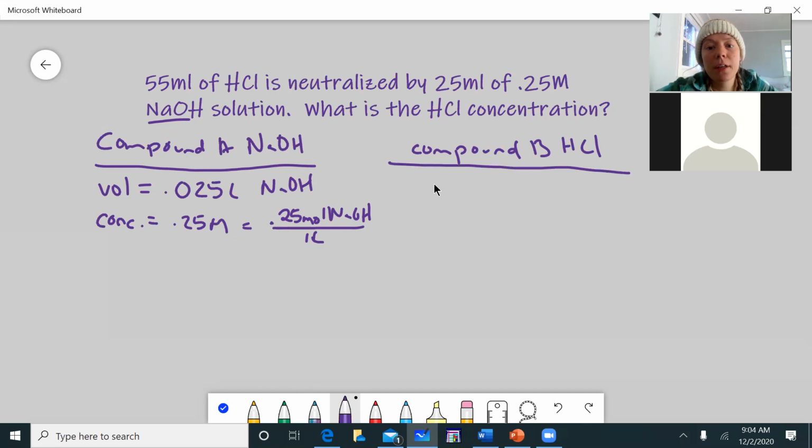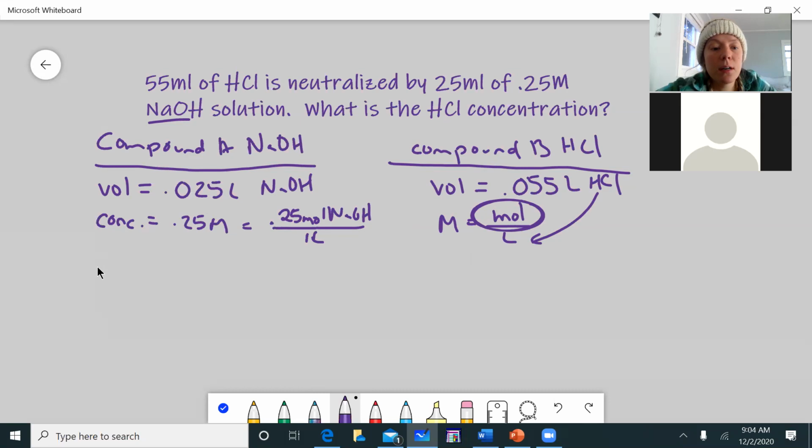Compound B, I know my volume. Volume is 55 milliliters. So again, I'm going to just convert that to 0.055 liters of the HCl. We want to figure out concentration. So concentration is molarity, and molarity equals moles per liter. I know liter. It's down there, so I really just need to get moles of HCl.